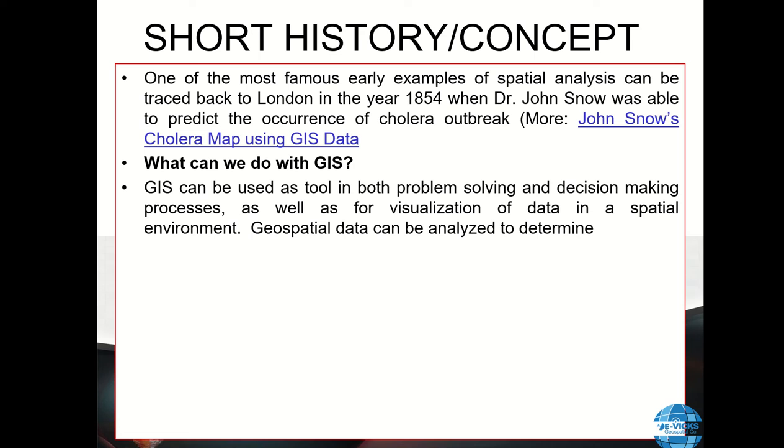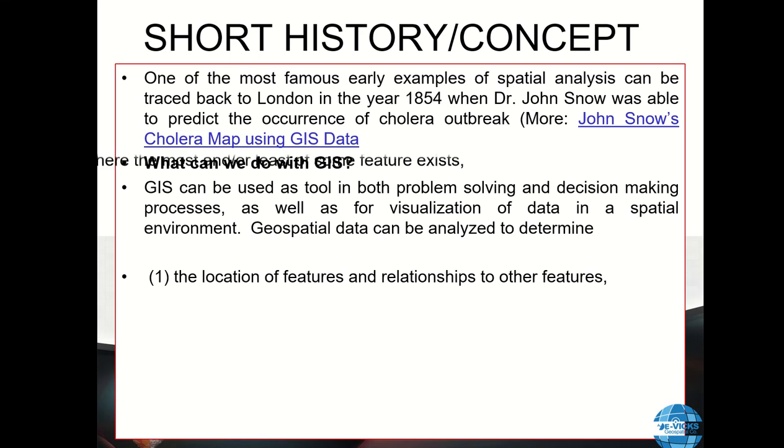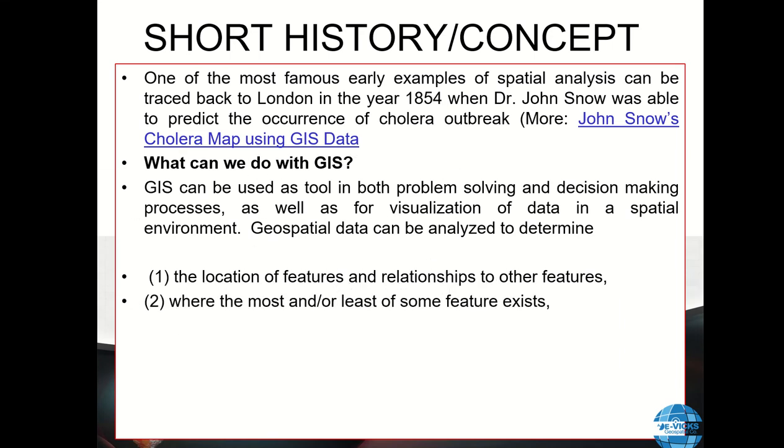And there are various areas of analysis in which GIS can help in solving problems. For example, location of features and relationship to other features. You can identify where the location of a particular feature is, let's say, for example, a bank, and the relationship to other features, let's say customers. You want to know where the bank is located, and where the customers are coming from in relation to this bank. One can also ask where the most or the least of such a feature exists.